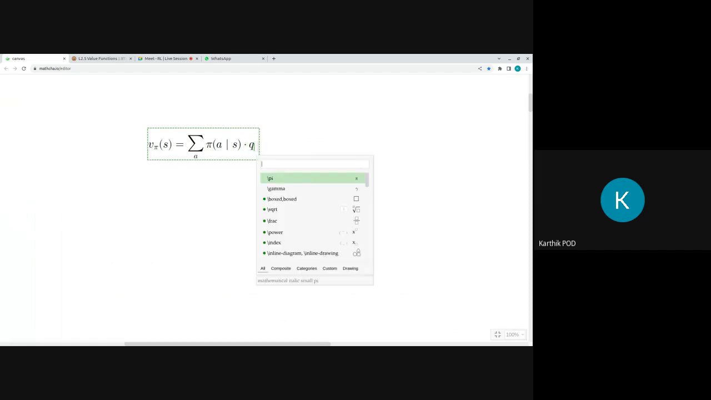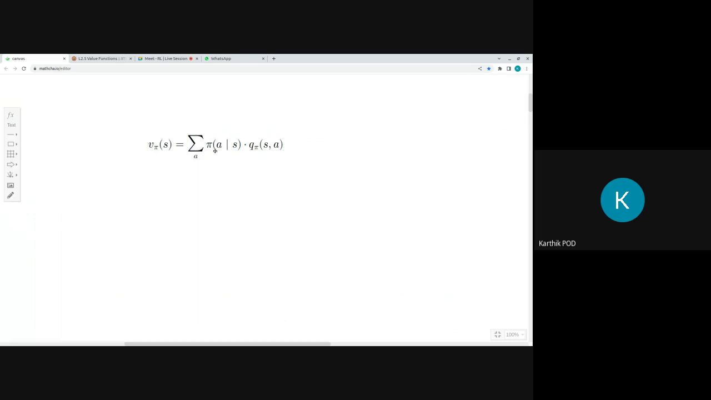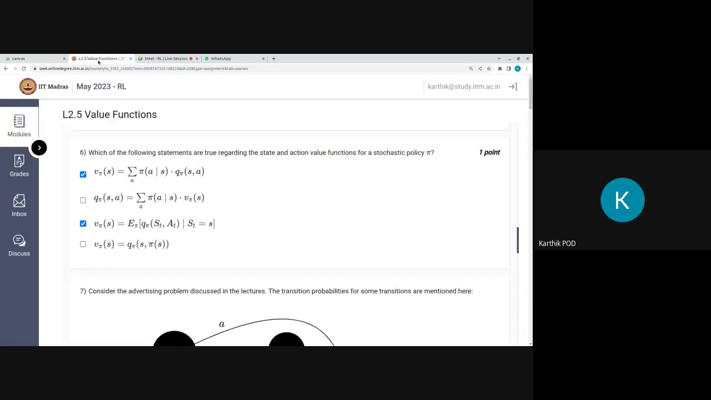Because you have already taken an action A in state s, that part is taken care of by this summation. Once you have taken action A in state s, what will be your value? That is given by Q pi of s comma a, right? So it's like one step you act and then you behave according to pi. That is the split that is given here, right? So this is the first option.